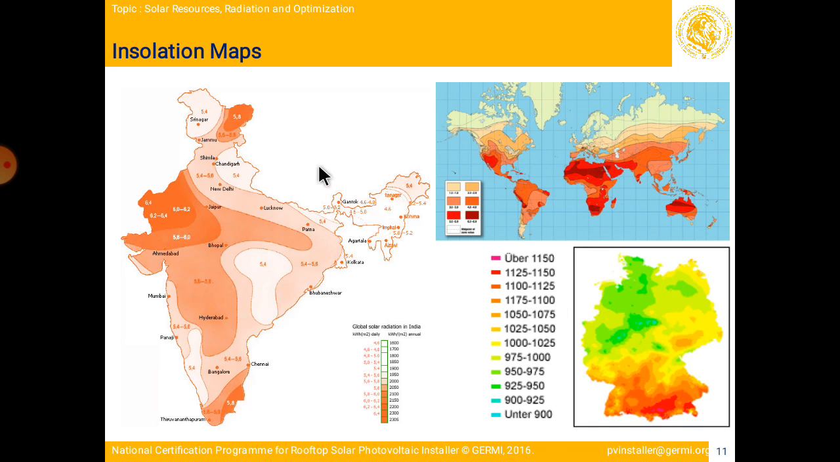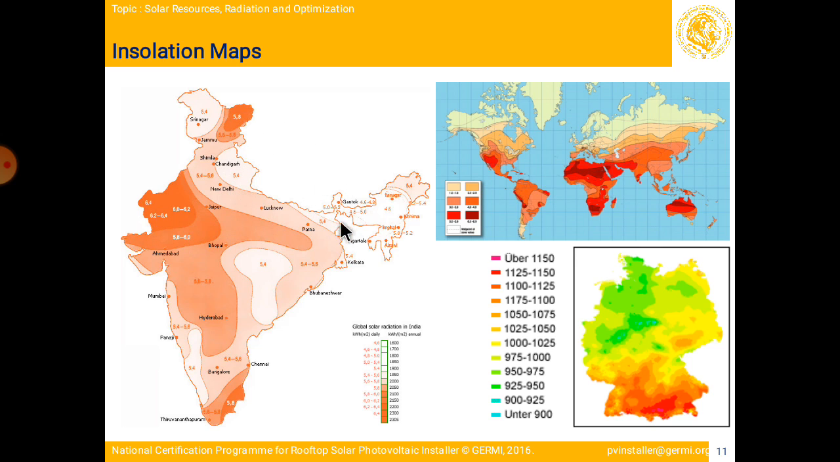Now this is the insolation map which is available for our country India. You can see that these colors are showing the maximum irradiation which is available on the particular part of our country. So you can see that the maximum insolation is available in Rajasthan and Leh Ladakh.